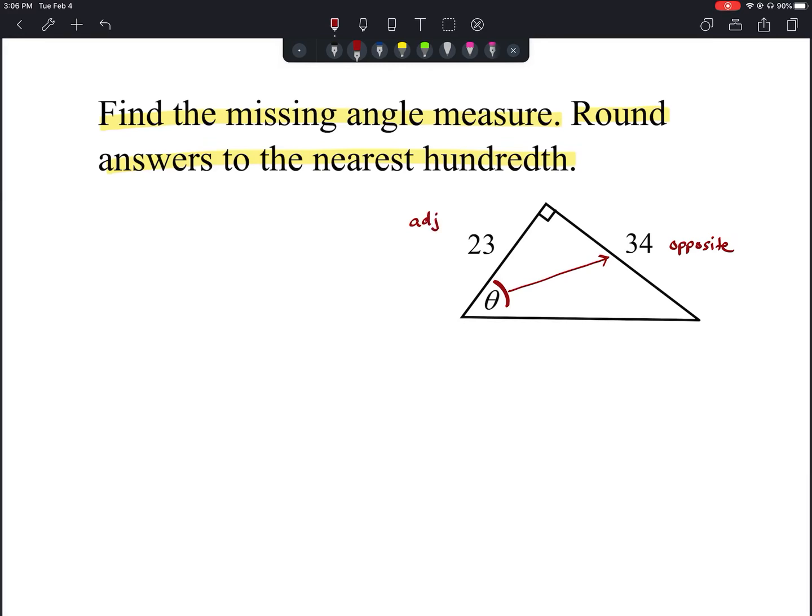So we're going to take this here and we're going to say, opposite over adjacent, we're looking at tangent again, right? So we say our tangent of theta, because we don't know the angle, should equal the opposite side, 34 over 23.